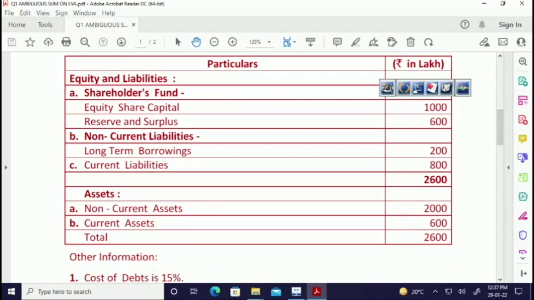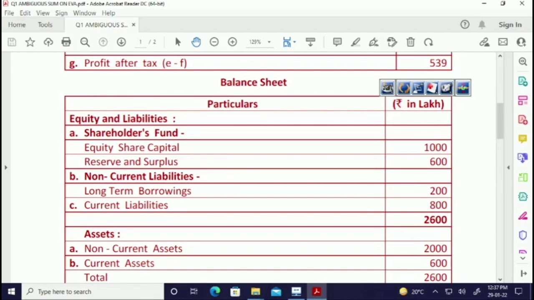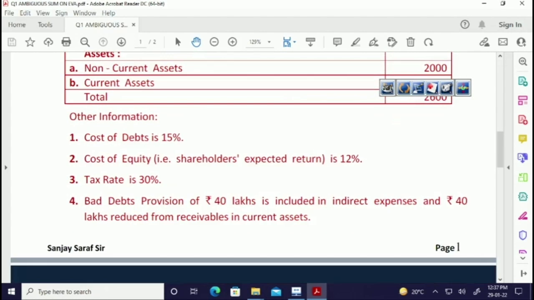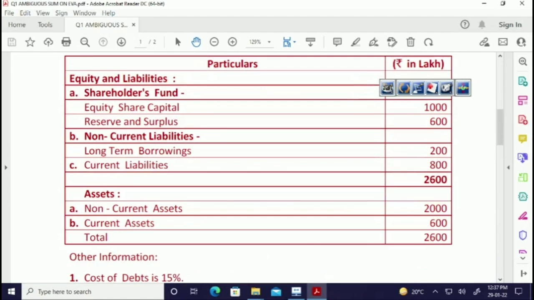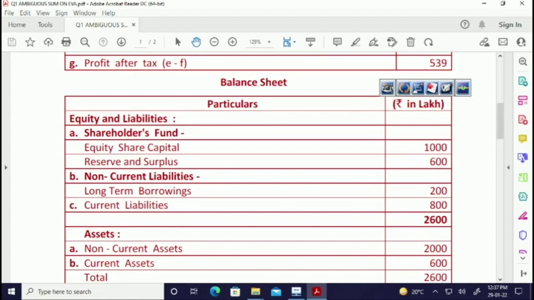That's the NOPAT. And then the capital employed over here, you can find net worth is 1000 plus 600, 1600, and long-term borrowing 200. So 1800 is the capital employed, but because 40, the bad debt provision, will be added back to debtors, therefore the capital employed is 1840. Now, to calculate the cost of capital, they have ignored the 40. They have taken the cost of capital based on 1600 and 200. So you have to remember that although they added 40 to the capital employed, while calculating cost of capital, they forgot the 40 and took it on the basis of 1600 and 200.